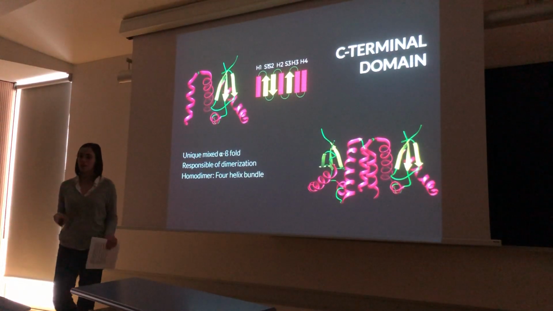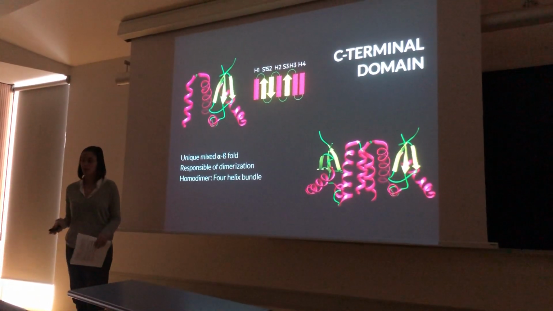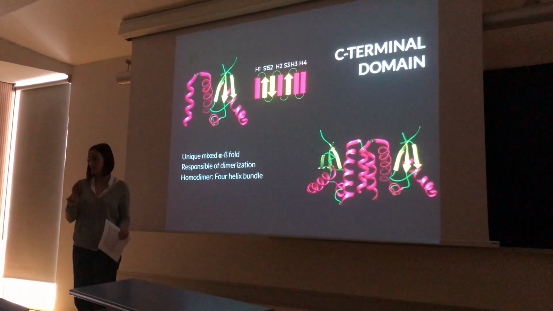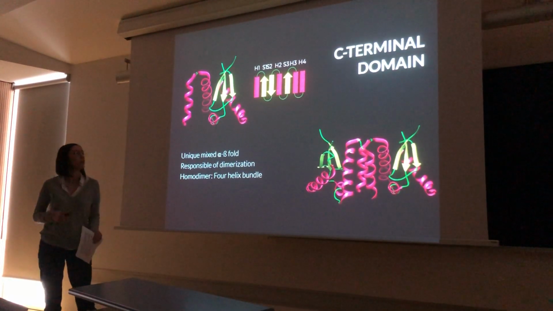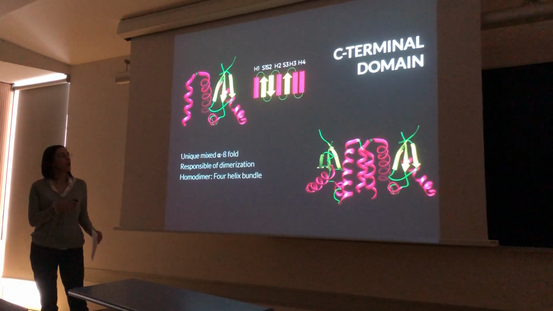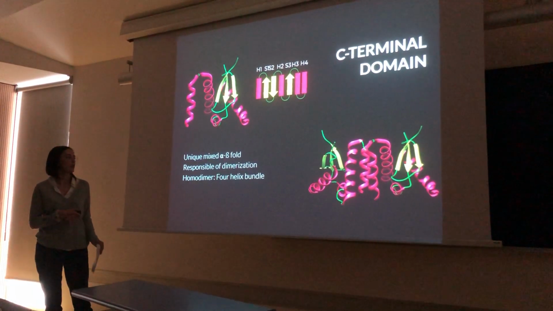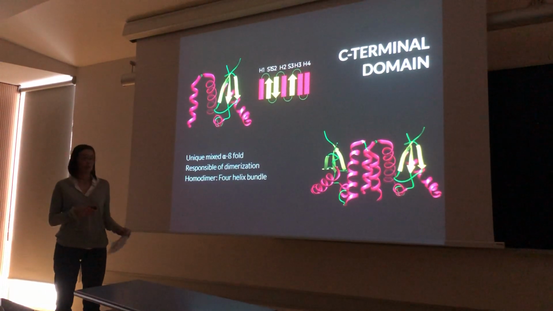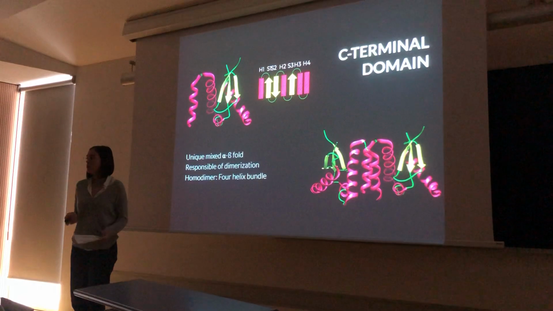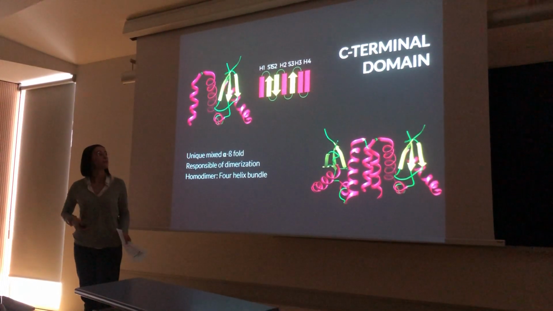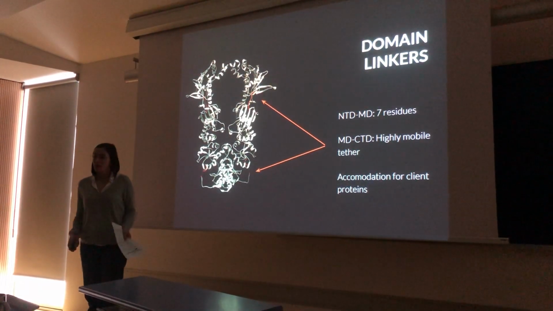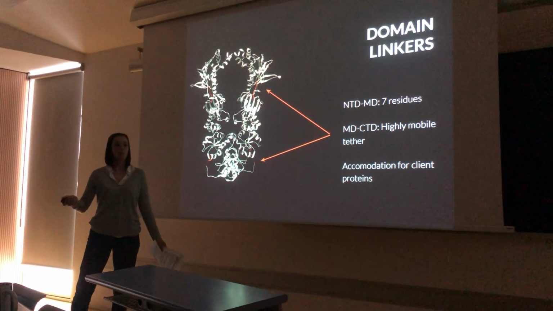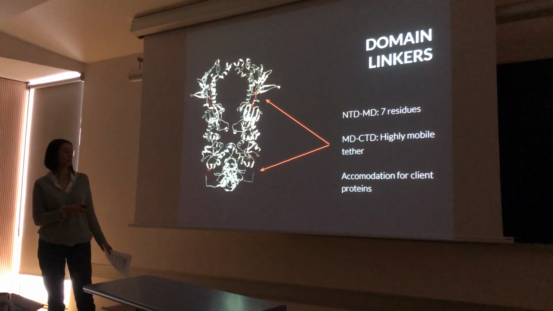This HSP90 works as a dimer, creating this 4-helix bundle in the bottom part, in the C-terminal domain. And when you look at the monomer of the C-terminal domain, you will see that it's a unique mixed alpha-beta fold. So the C-terminal domain is the main responsible for dimerization to happen. And finally, we have these domain linkers. And now you may say, well, this is not really important, just 2 small loops.